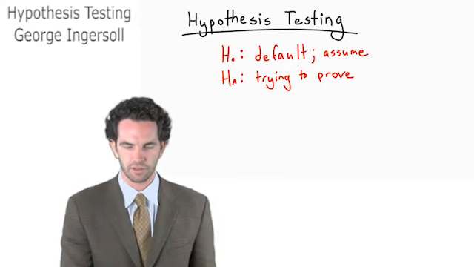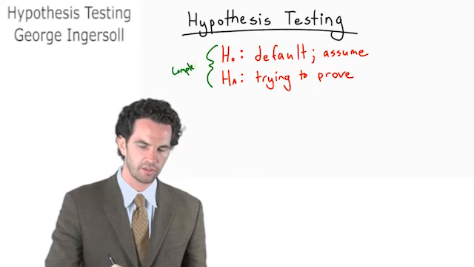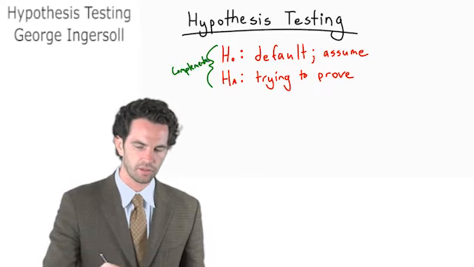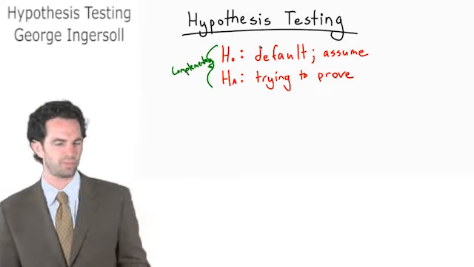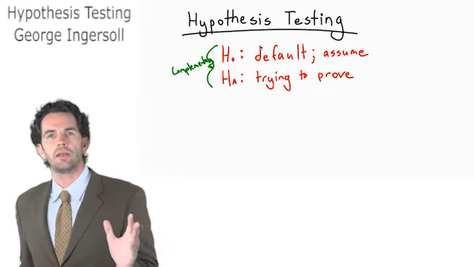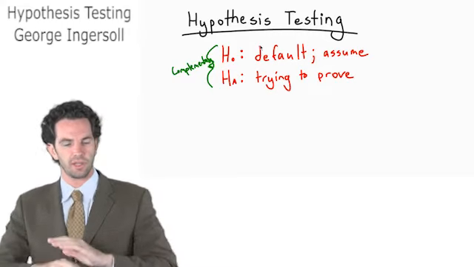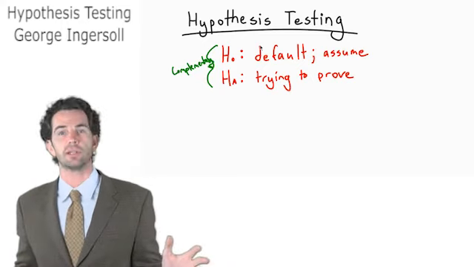Together, these are complementary. I said complementary, maybe it's unreadable, but you know what I'm talking about. Meaning, they exist together. The null and alternate hypothesis encompass the entire realm of possibilities.